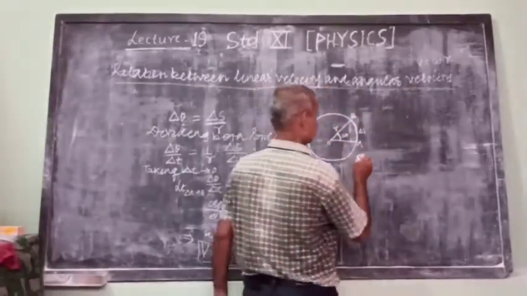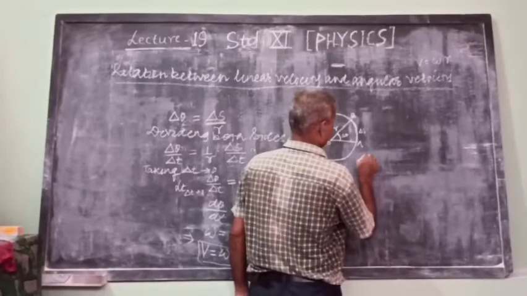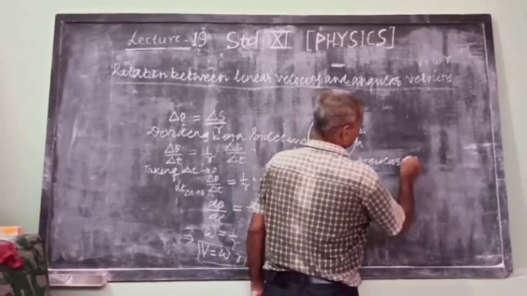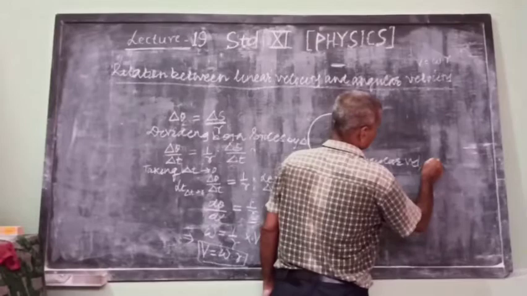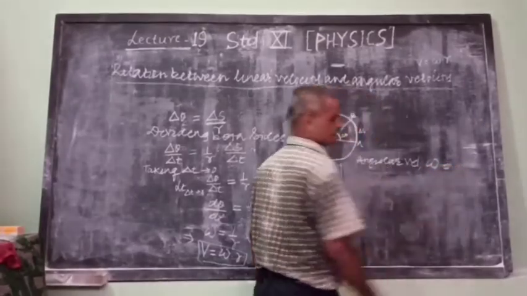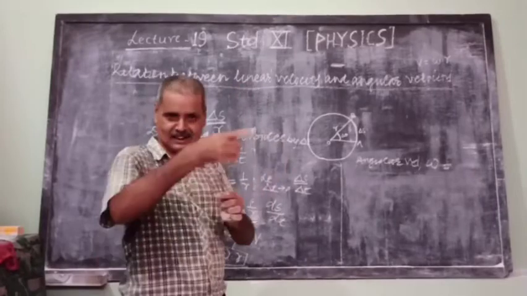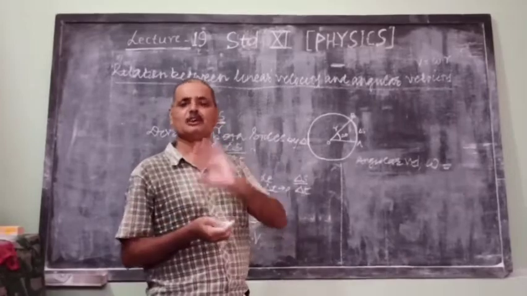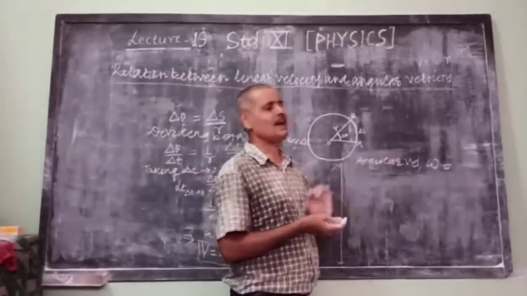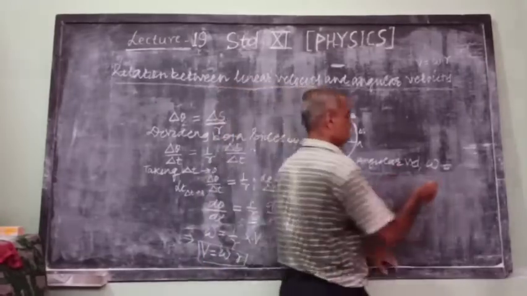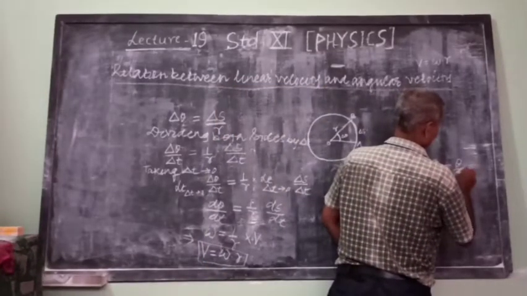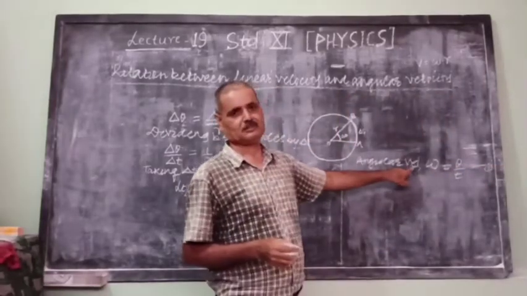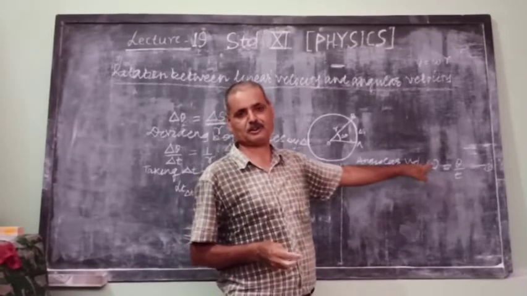Can you say what is the formula of angular velocity? Angular velocity is denoted by omega. It is the angle subtended by a body moving on the circular path at the center of the circle in unit time. That was your angular velocity. So omega is equal to theta by t. First equation. You all are familiar with this formula of angular velocity.